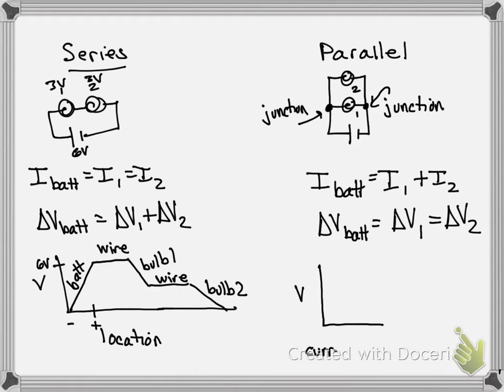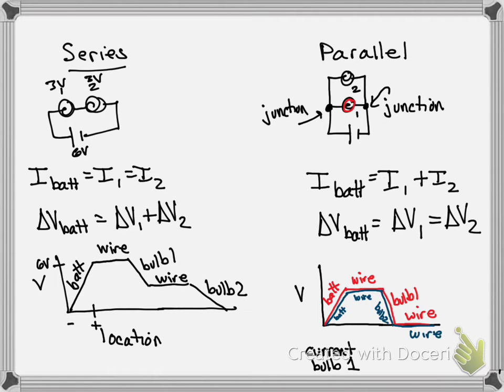It's getting its energy pumped up by the battery. It's going through a wire, which doesn't cost anything. I only go through bulb 1, so I have to lose all my energy in bulb 1. If I'm the current going through bulb 2, then I have to get my energy pumped up by the battery, go through a wire, and go through bulb 2. I never go through bulb 1, so I don't lose any energy in going through bulb 1 because I never touch bulb 1.